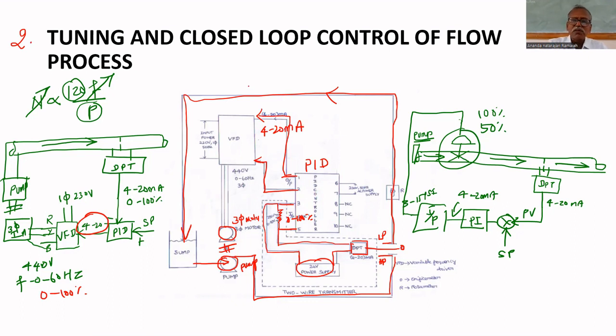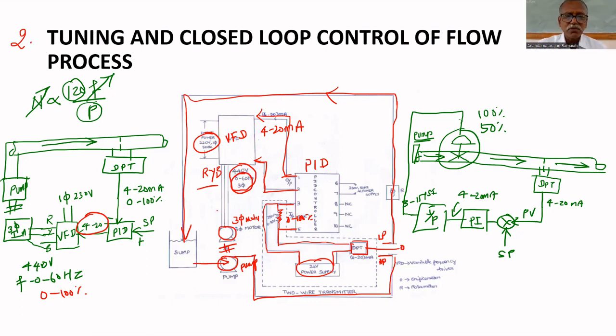That 4 to 20 milliamps is given to the VFD, the variable frequency drive. The variable frequency drive that we are using in the lab has a single phase input. Power input is 220 volt single phase. That gives the output of 440 volt three phase RYB. The phase shift between each phase is 120 degrees. So RYB gives 440 volt, but with variable frequency. Frequency is varied from 0 to 60 hertz.